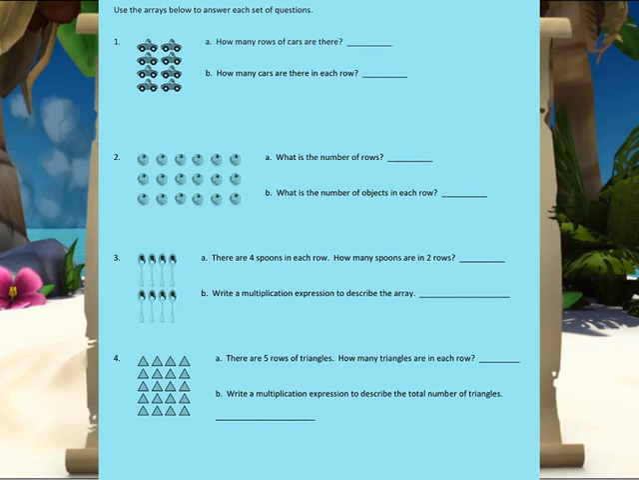Okay, so in the first question, how many rows of cars are there? So let us check. So 1 row, 2 row, 3 row, and 4 row. So there are 4 rows of cars, right? How many cars are there in each row? So each row means 1 row. In each row, 1 car and 2 cars. So there are 2 cars in each row, right? So let us write 2.